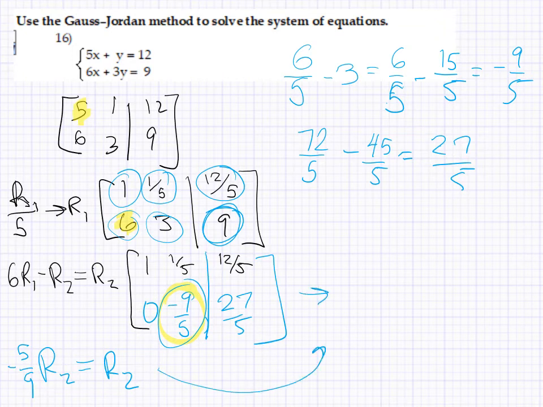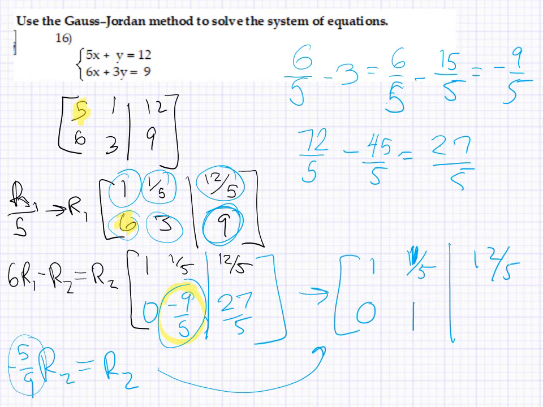I'm going to have the 1, the 1/5, sorry, that's 1/5, and a 12/5, and then I'm going to have a 0. That's going to become a 1, and then I have to take negative 5/9 and multiply it by here. Well, the 5's will cancel, and then the 27 over the 9 will give me a 3 and a negative, so negative 3. So that's my new matrix.